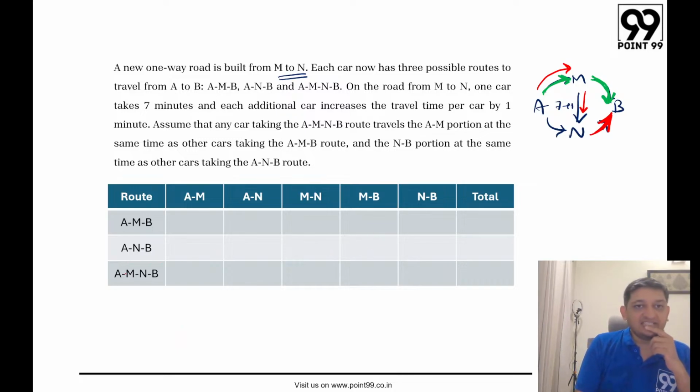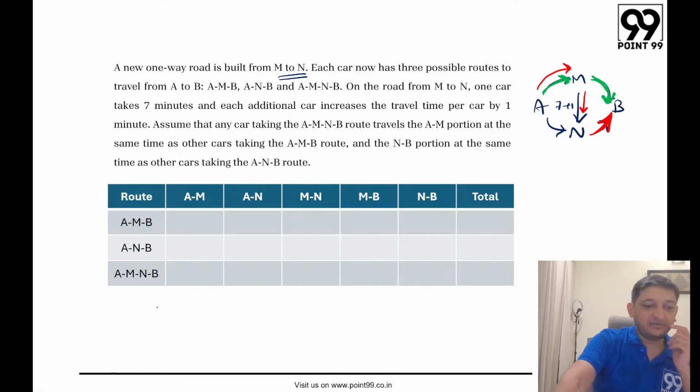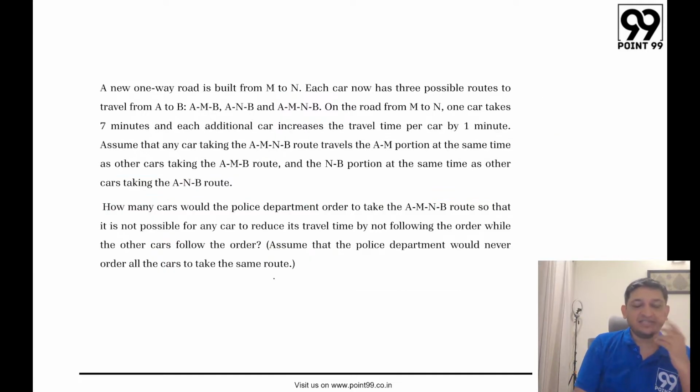Okay, now let's see what happens in this context. I'll just go back to this one. Yeah. Now, what are the questions? Let's look at the questions and then have a look at the graph, the table that we have drawn. तो अभी यहाँ पे M to N जाने में 7 minutes it takes, and every additional car takes 1 extra minute. ठीक है, and every additional car increases the time taken to travel from M to N by 1 minute. Now, how many cars would the police department order to take the AMNB route?